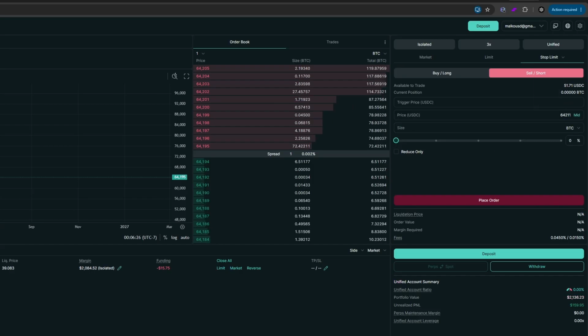Then there is a stop limit, which is when a price reaches a certain price, place a limit order. So I can say if Bitcoin reaches 70,000, it will definitely reach 80,000. But if it doesn't reach 70,000, it is going to go back down to 60,000. So what I can do is say, okay, if it reaches 70,000, place a buy order for 80,000, or whatnot.